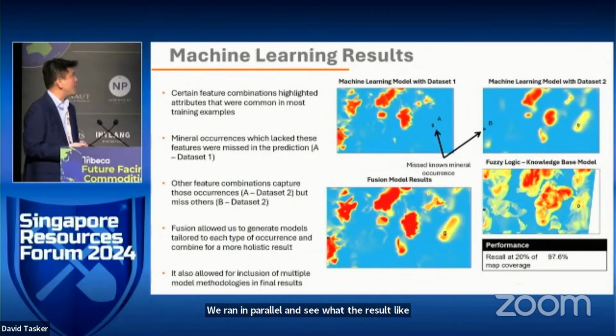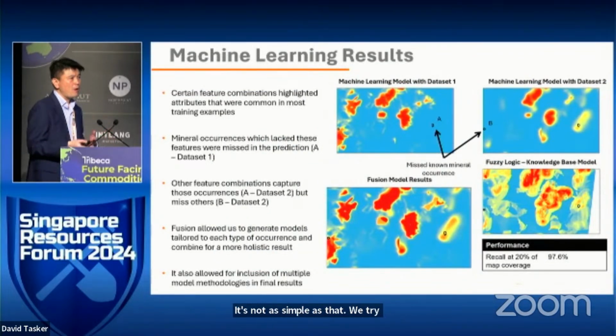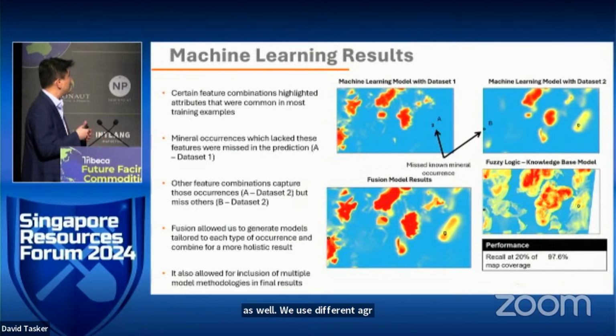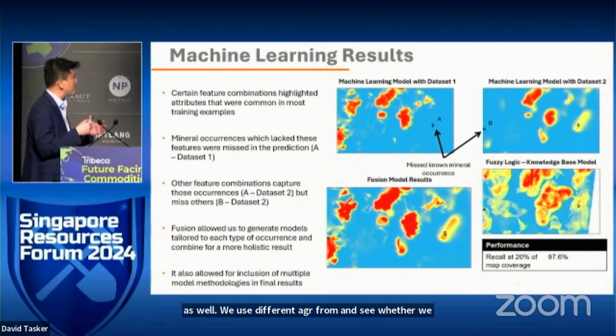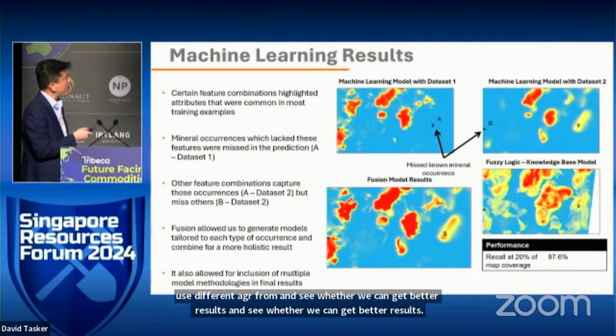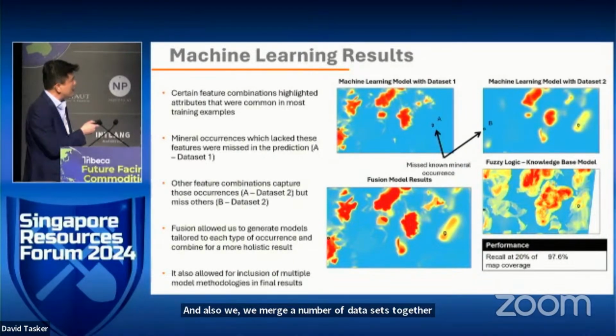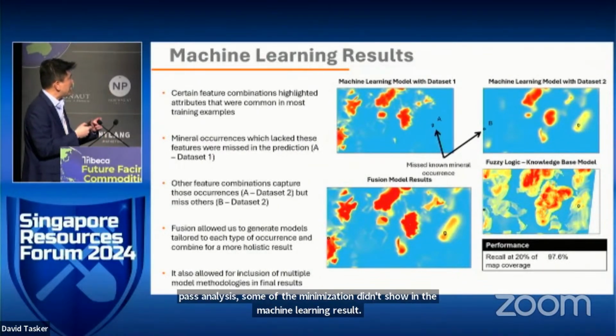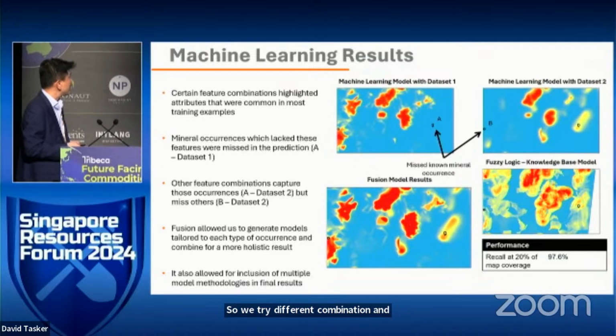It's not as simple as that. We try different combinations as well. We use different algorithms and see whether we can get a better result. And also we merge a number of data sets together, because some of the known mineralisation in the first pass analysis didn't show up in the machine learning result. So we tried different combinations and see whether we can capture everything together. So that's the fusion model we got finally, and that's the fuzzy logic result.